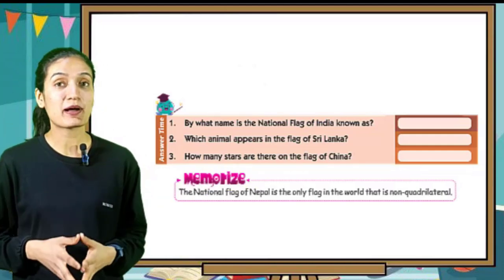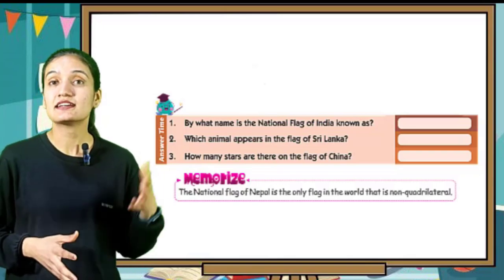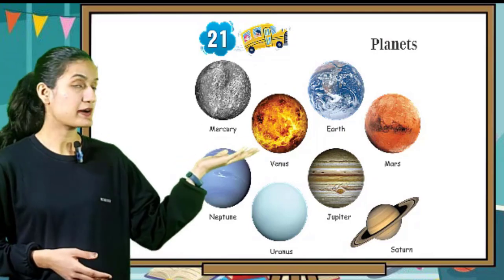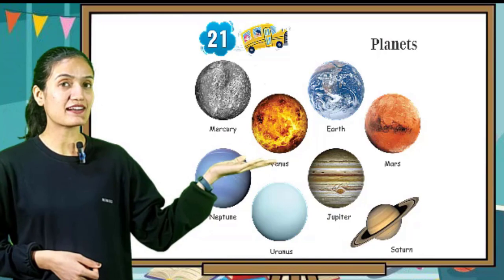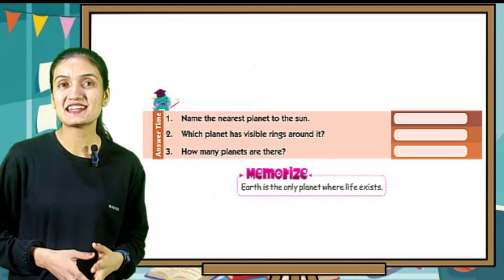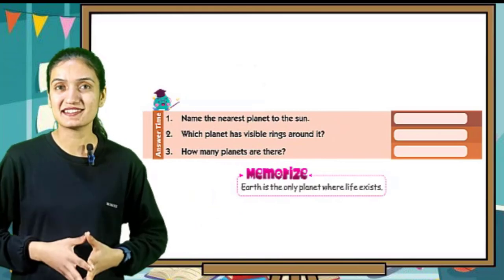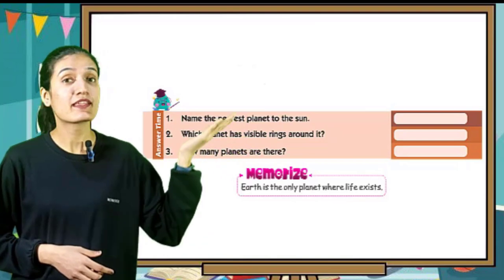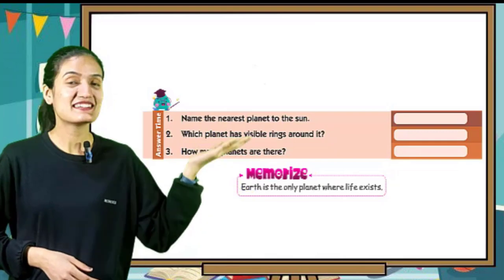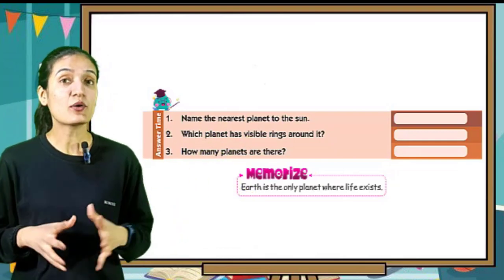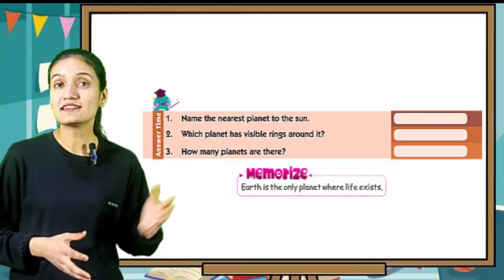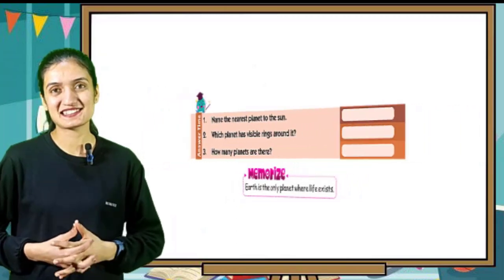The national flag of Nepal is the only flag in the world that is non-quadrilateral. Chapter number 21, planets. Mercury, Venus, Earth, Mars, Neptune, Uranus, Jupiter, Saturn. Answer time, name the nearest planet to the sun. Find out and write down here. Which planet has visible rings around it? Identify? Yes, Saturn. How many planets are there? There are 7. Now kids, memorize. Earth is the only planet where life exists.